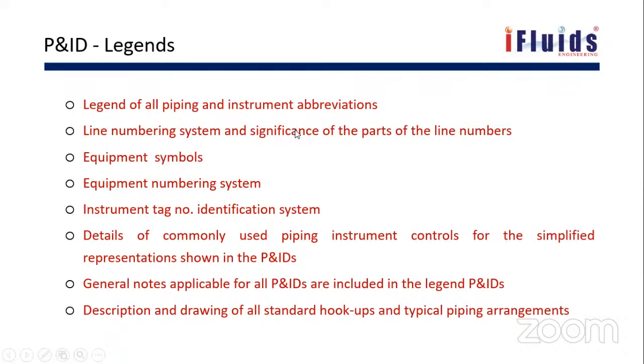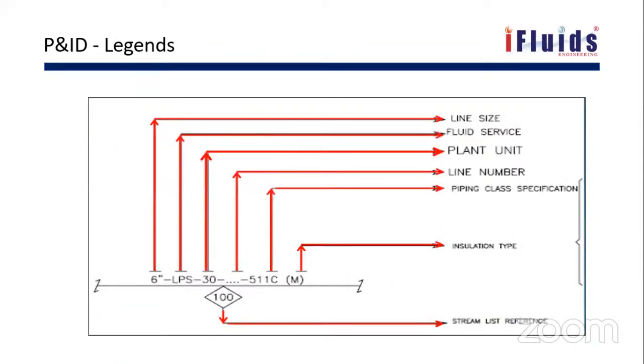And then the line numbering system and significance of the parts of the line numbers, equipment symbols, equipment numbering system, instrument tag numbering. All those things are related to the naming of the system, which we'll see with an example. So you can see this is a typical identification for a line number. Line means a pipe which carries a fluid from one place to another place.